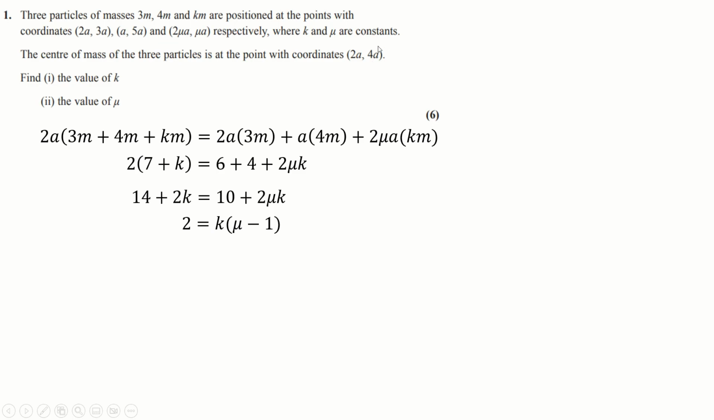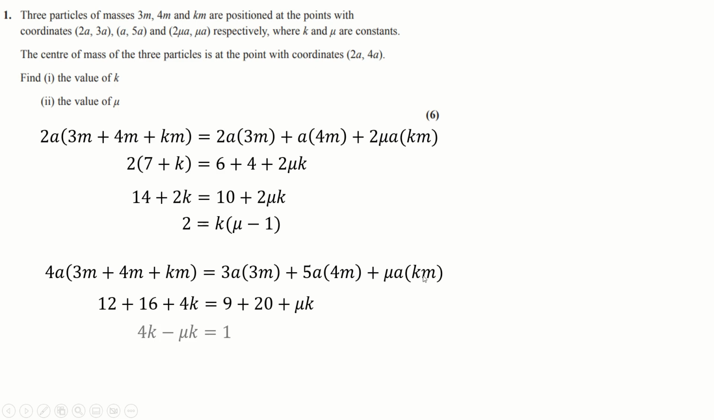So the distance of the center of mass in the y coordinate is 4a, times that by the total mass. So it's just the same thing, equals, and then take moments of each thing individually. This times this, plus this times this, plus this times this. Cancel the m's again, sort it all out.